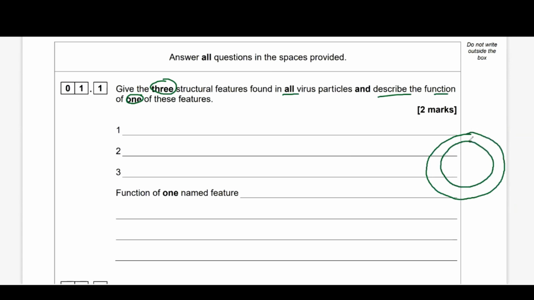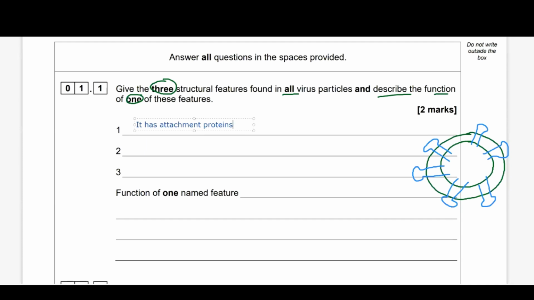The first one I'm going to do here is the attachment proteins. So just drawing attachment proteins. Of course, this is what the virus uses to attach to a host cell that it's going to invade. So we've got the attachment proteins, and that will get you a mark. Now, for the second mark, you're going to need to name the other two things.